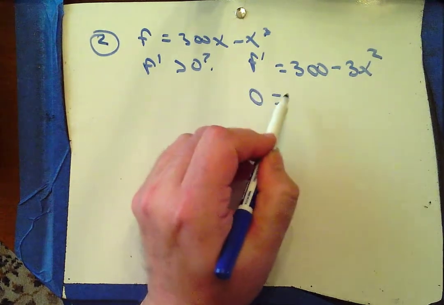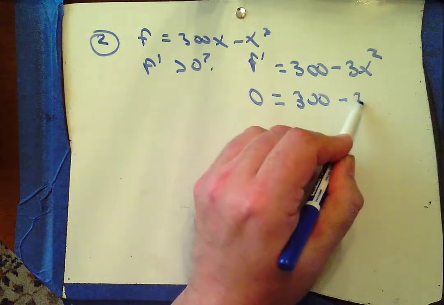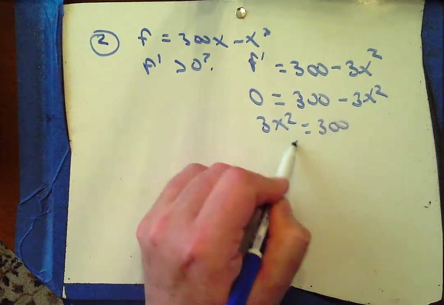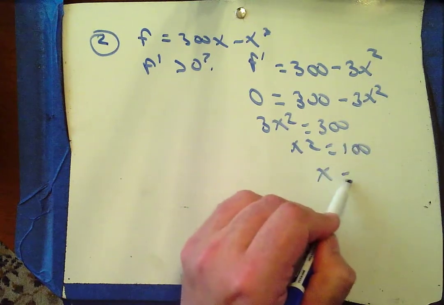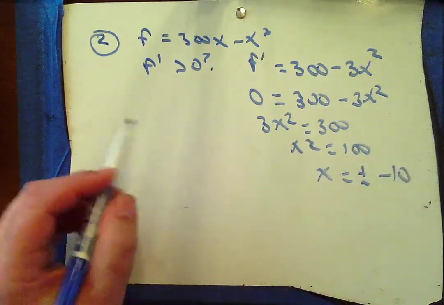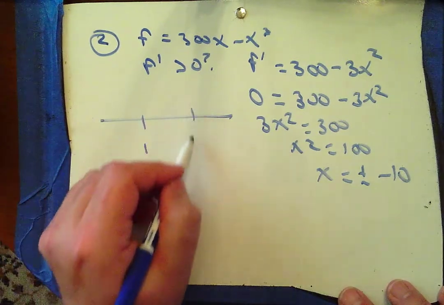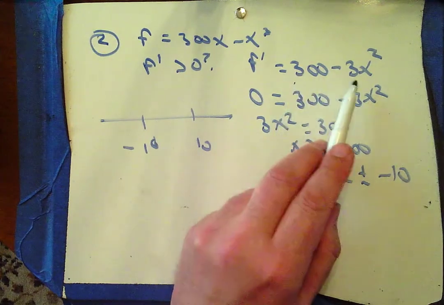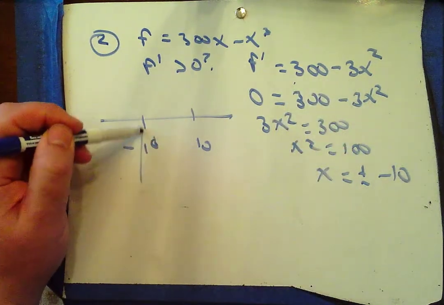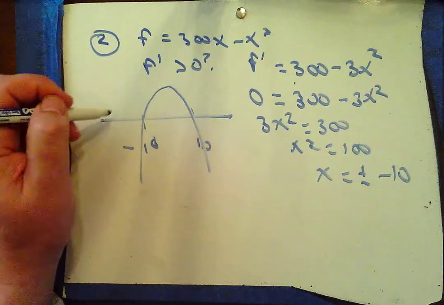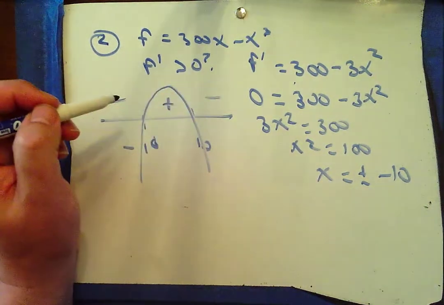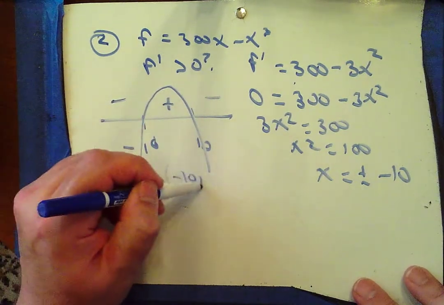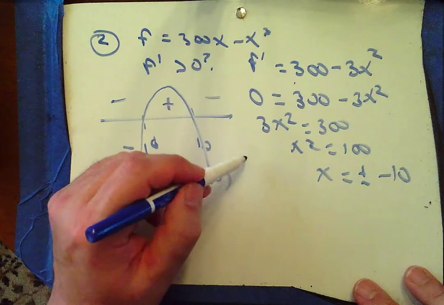If I set that equal to 0, 300 minus 3x squared, I get 3x squared equals 300, or x squared equals 100, so x equals plus and minus 10. So I do negative 10, positive 10, and I look at my f prime. It's a downturned parabola, so it must look like this. So we've got negative, positive, negative. We're looking for when this function is increasing, so I'm going to say negative 10 to 10, and that is choice B.